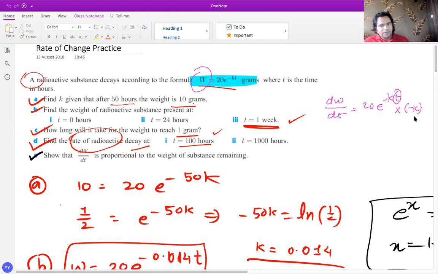We have the k value already. So if I plug in 20 e to the power negative k times 100, assuming you're putting k as 0.014, times 0.014, this will give us the rate of decay at 100 hours. Similarly, plug t as 1000 here, and you will get the rate of change of the radioactive substance's weight after 1000 hours. So rate of change is simply the derivative: you find the derivative and plug in the x coordinate, like a normal slope formula.